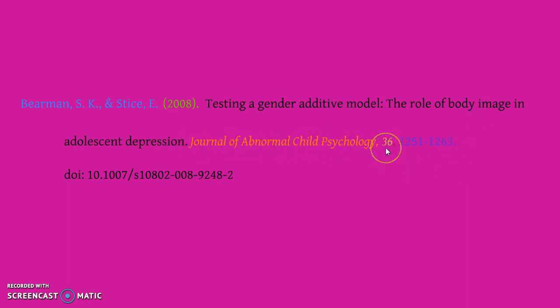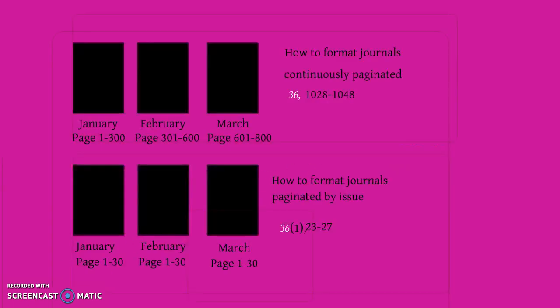Next we have the volume. Sometimes you'll see citations where you'll just have the volume number, and sometimes you'll see where you have the volume and the issue. I'm going to explain how to know when to use which form. Journal articles are either continuously paginated or paginated by issue, and this will impact how the citation is formatted. I'm going to explain how to recognize the difference and also how to format the citation.